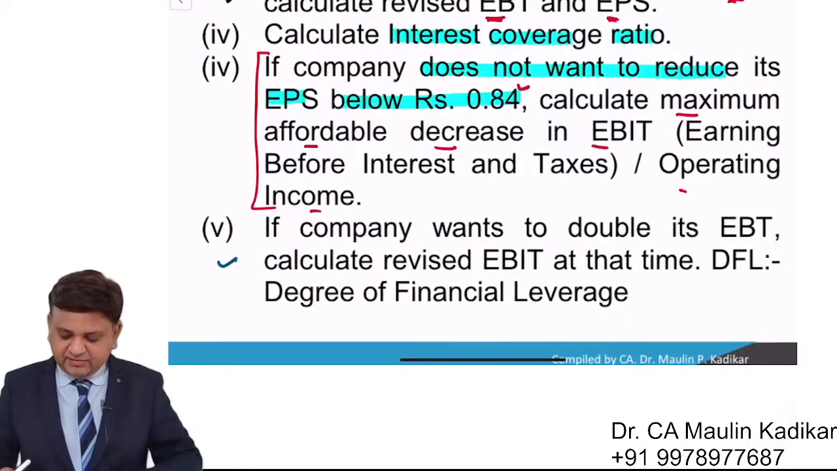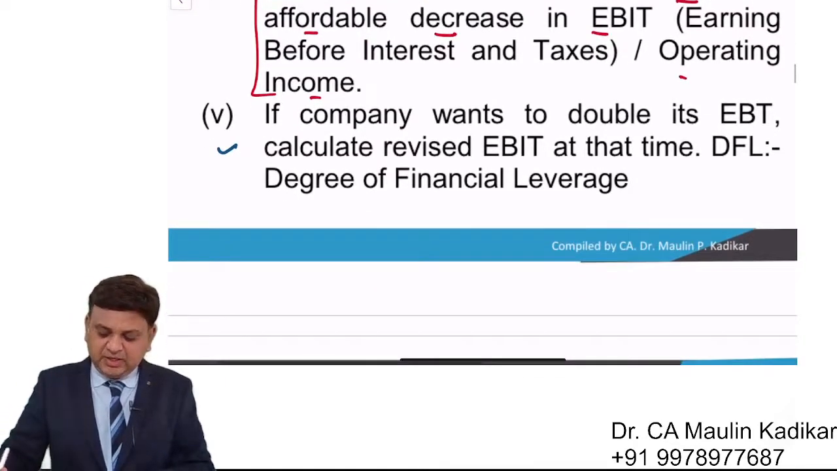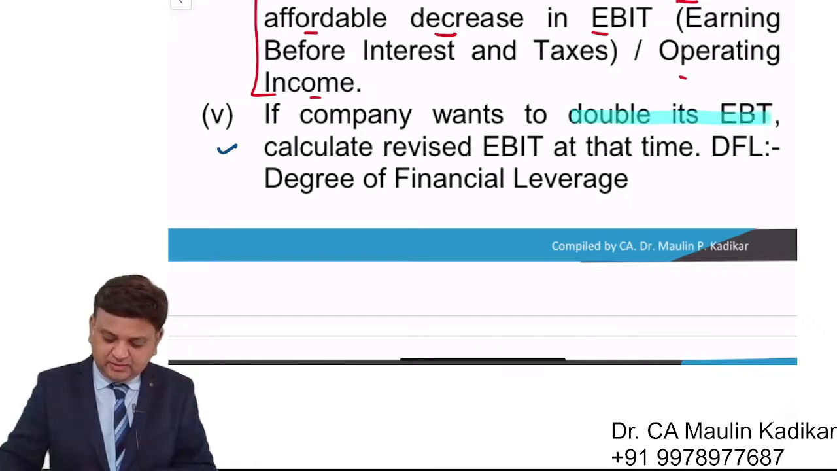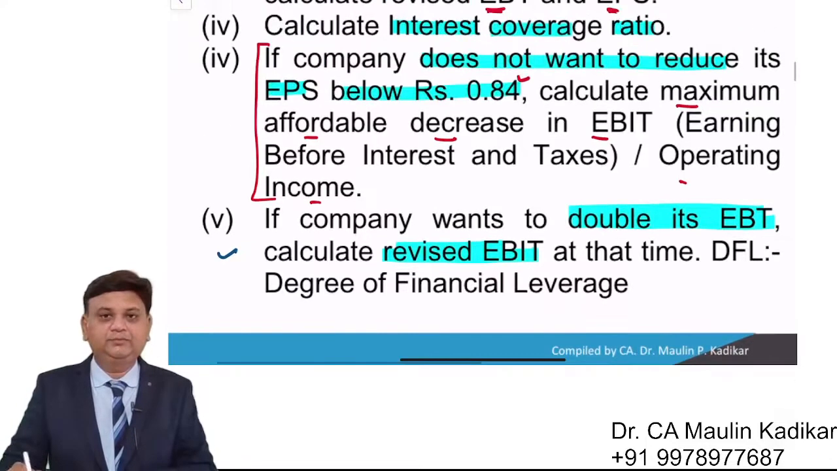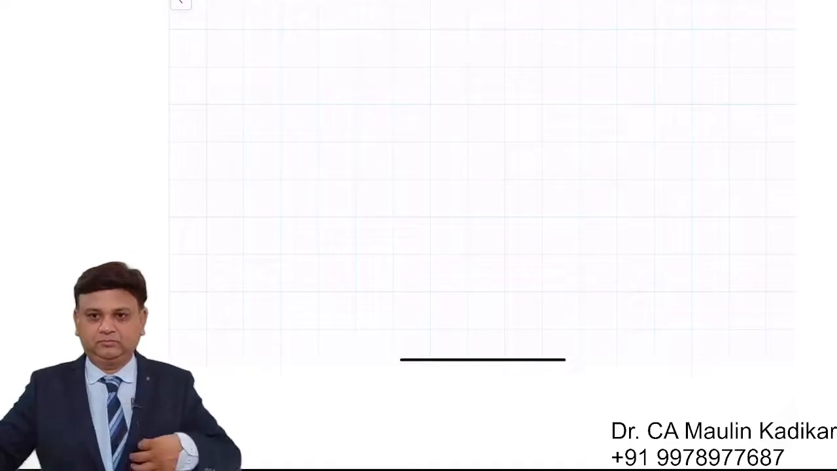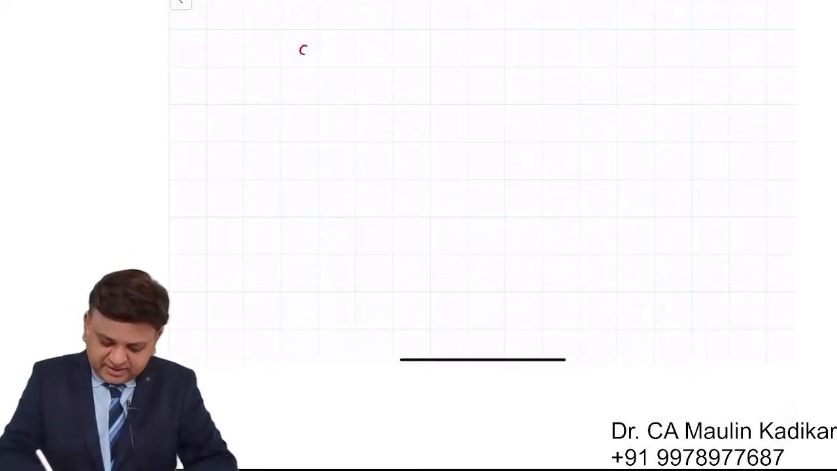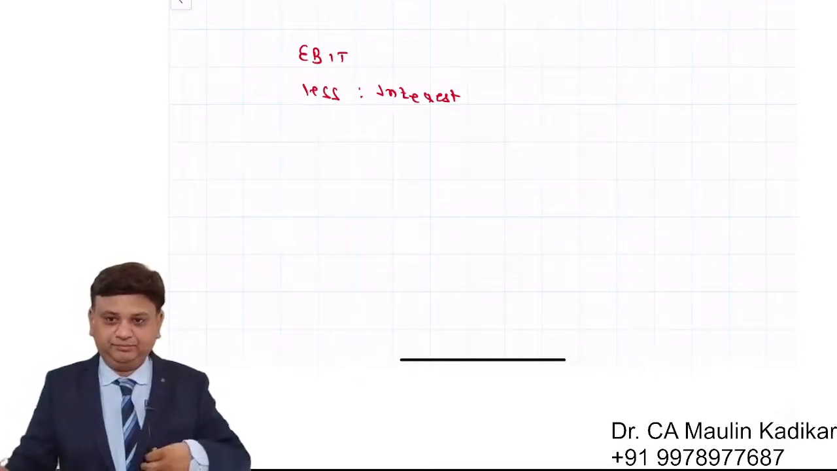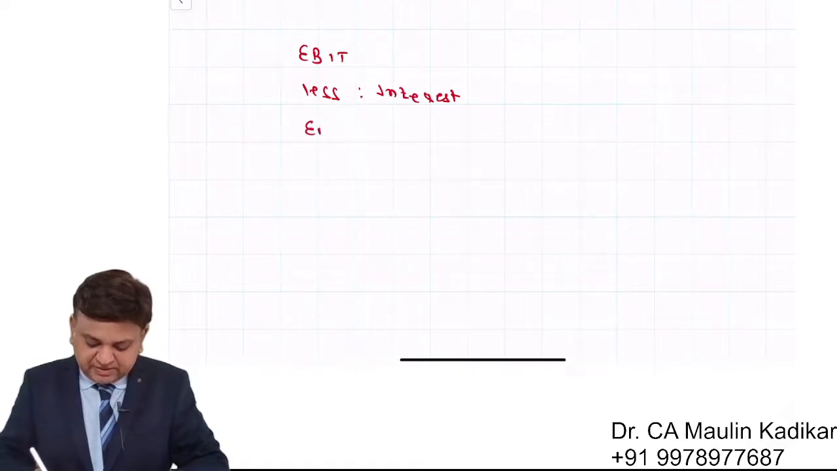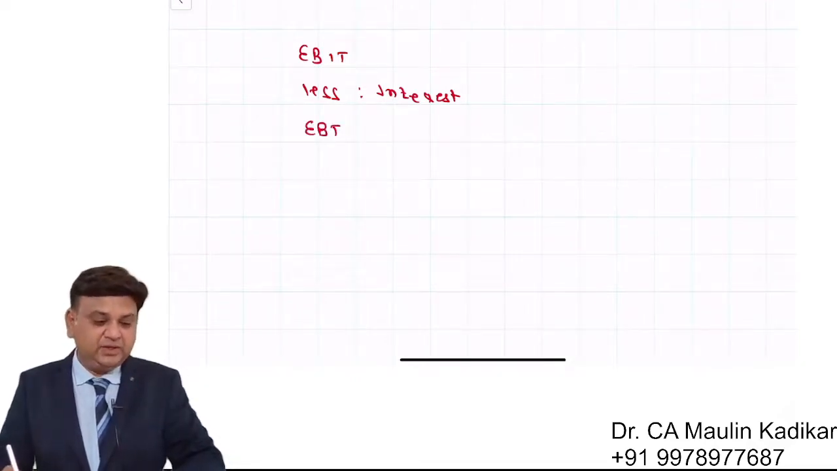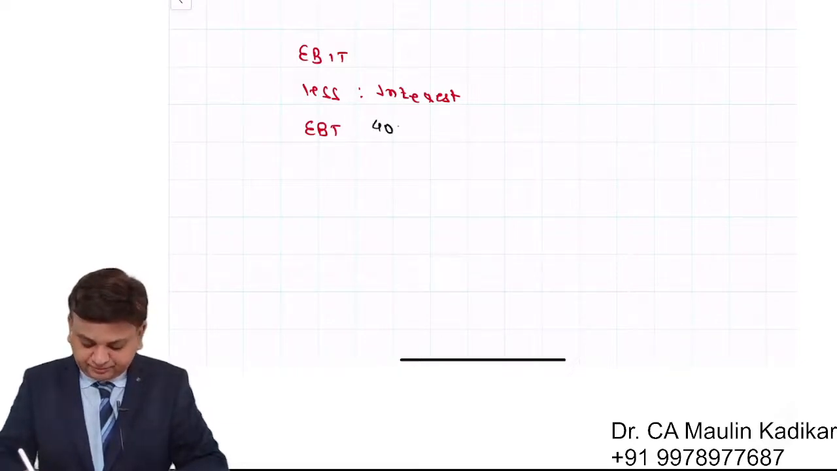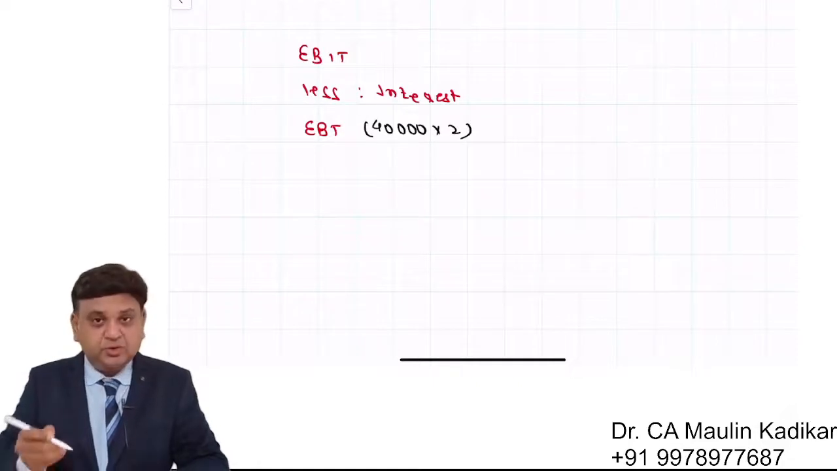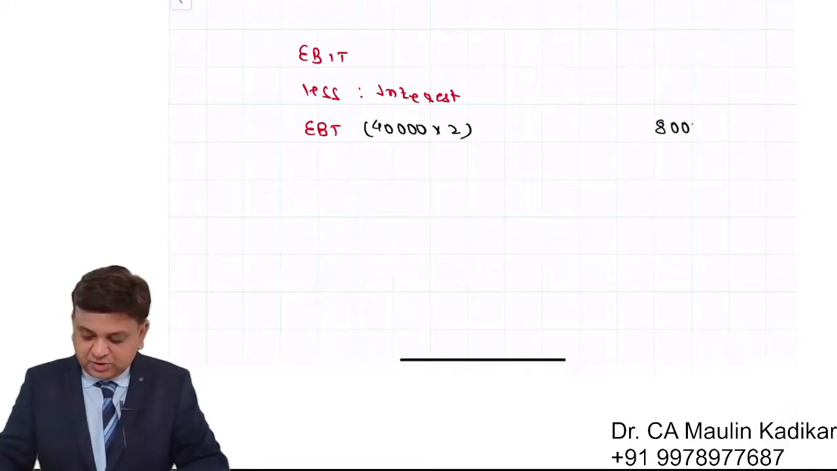I request you to give the answer for the fifth question in the chat box. If the company wants to double its EBT, calculate the revised EBIT at that time. Try to calculate the answer on your own. So friends, we understand EBIT less interest, the difference of both of them is EBT. Right now the earning before taxes is 40,000. The company wants to double its EBT. So 40,000 into 2, that is 80,000.